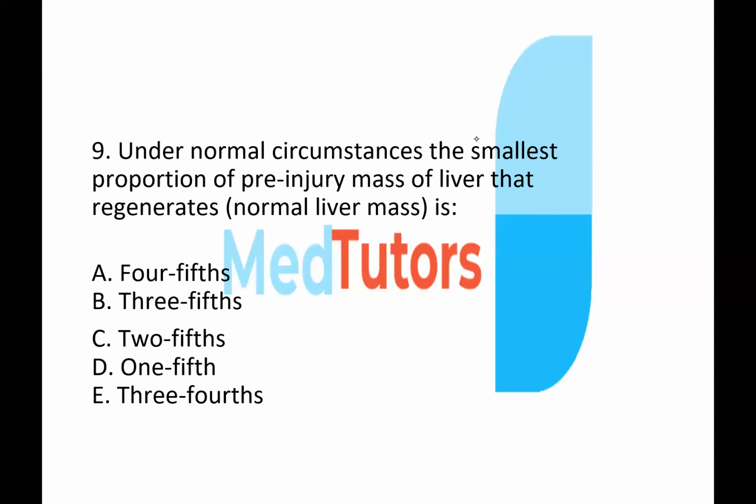Okay, let's go on. Under normal circumstances, the smallest proportion of pre-injury mass of liver that regenerates, what proportion is it? 4/5, 3/5, 2/5, 1/5, 3/4. Who knows?